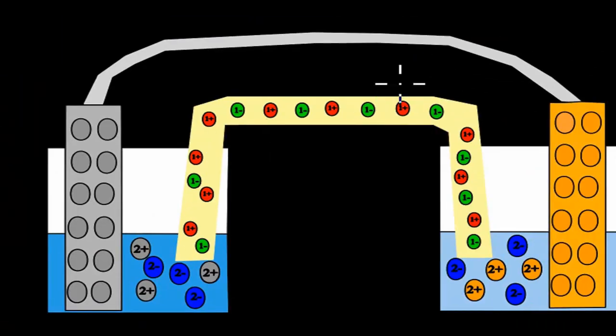This is the same image we had last time, and I'll label the important parts again. We had our wires here. We had our electrodes here, so our zinc electrode and our copper electrode. Our two electrodes.